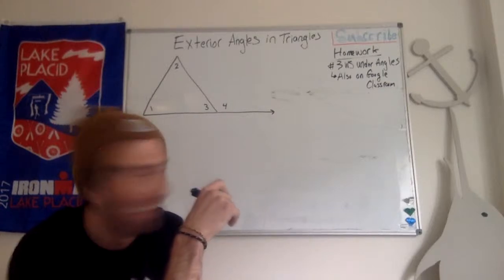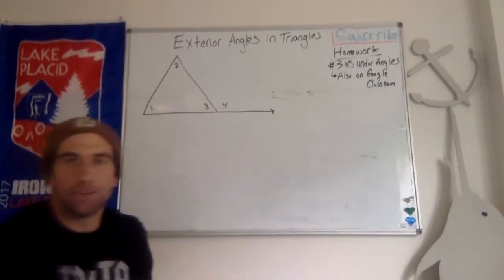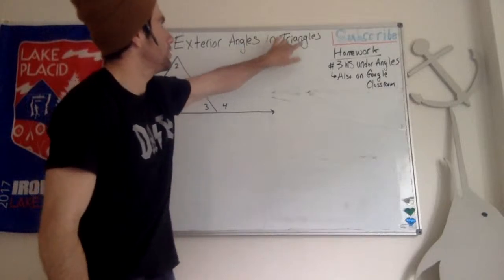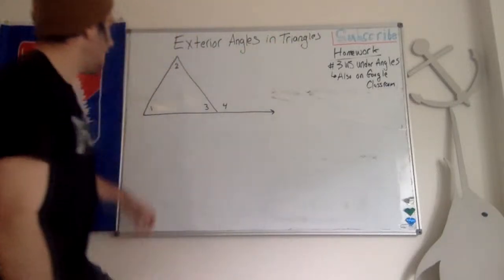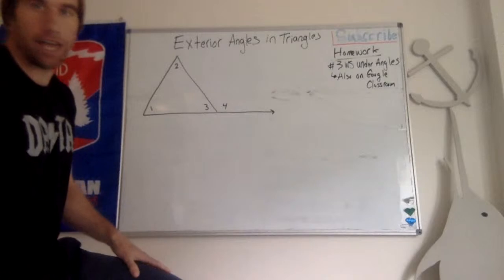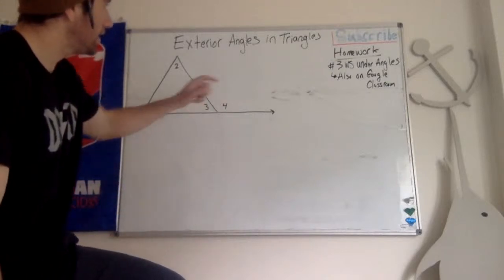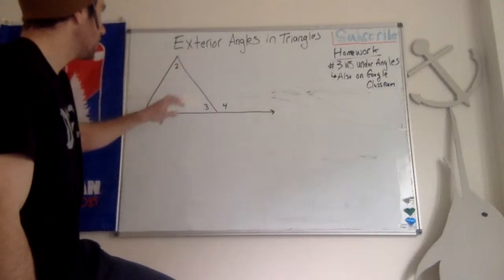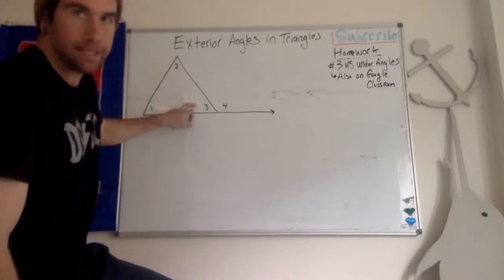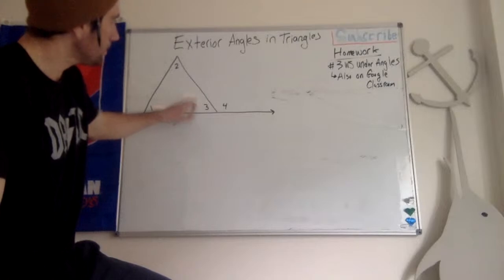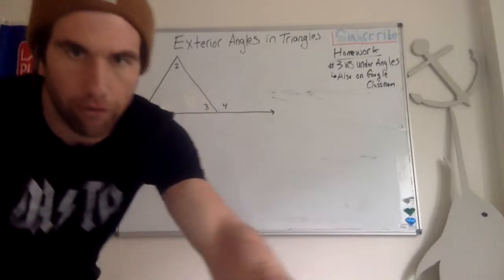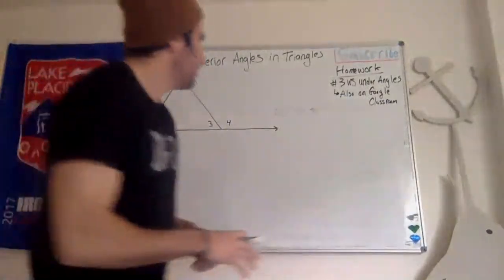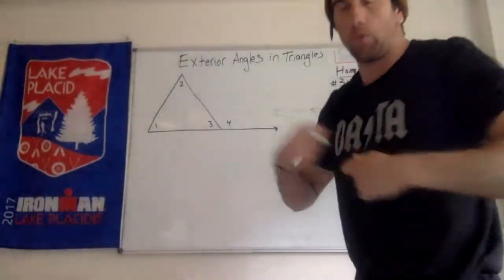All right, so what are we doing today? Today we are dealing with exterior angles within triangles, okay? So I have my triangle here, and I have an exterior angle outside of the triangle because that's what exterior means. So I have my three interior angles, right? And exterior angle 4. So pretty simple once again. I think you guys are doing pretty well with this.